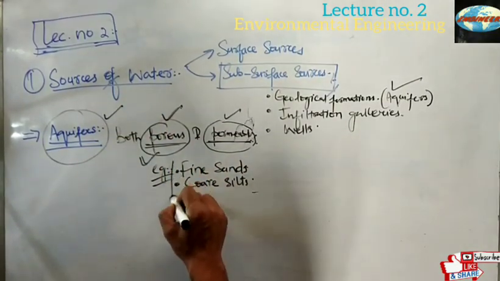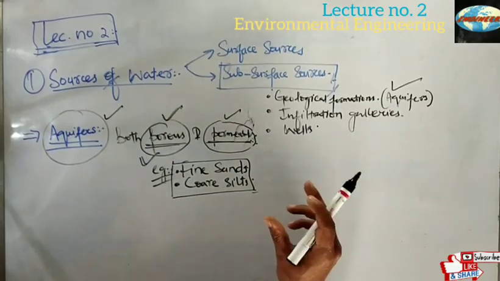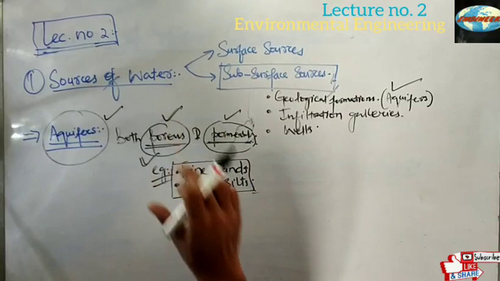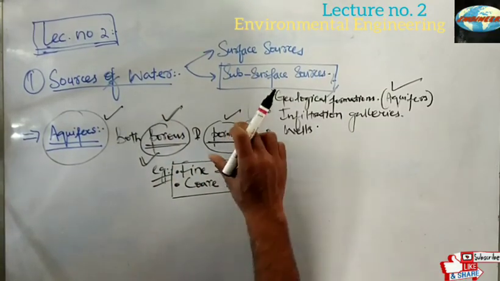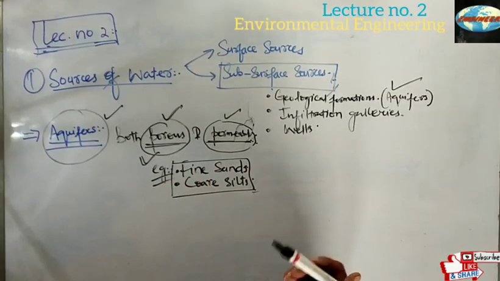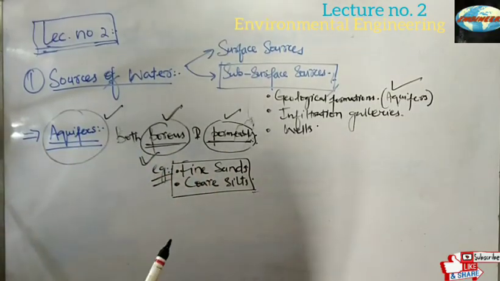So they will have two properties. Number one, they will have water storage capacity. And number two, you can draw water from them, you can obtain water from them. So this is the property of aquifers. Now aquifers are of 2-3 types.